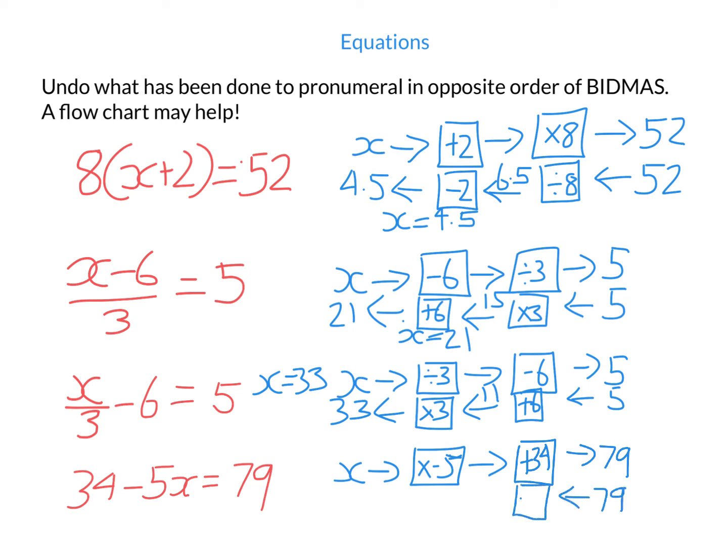Instead of adding 34, we're going to subtract 34. So 79 minus 34 is 45. Now, instead of timesing by -5, to undo that, we need to divide by -5. A negative and a positive divided gives a negative answer. 45 divided by -5 is -9. The solution here is x equals -9. Once again, that's the solution, because if you substitute for x, you get a true statement. 34 minus 5 times -9 does equal 79.